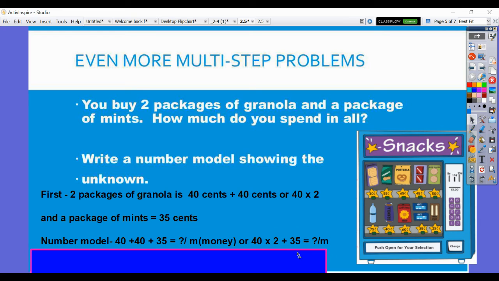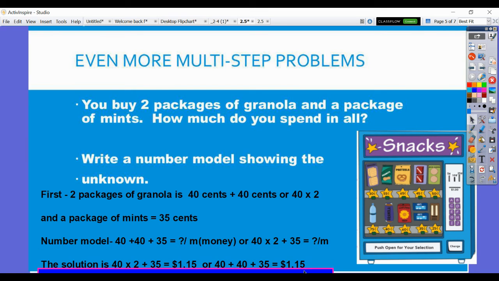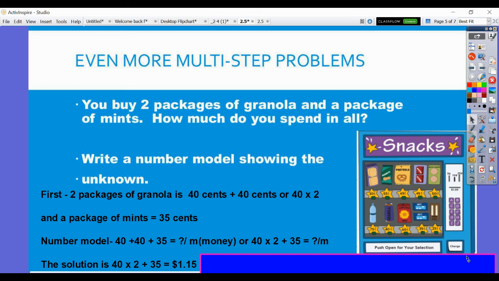So now I need to solve the problem. Please pause the video if you have not solved the problem yet, or you have solved it on your Google slideshow and you want to check your work to make sure it makes sense. Now that you have solved the problem, let's take a look at the solution.